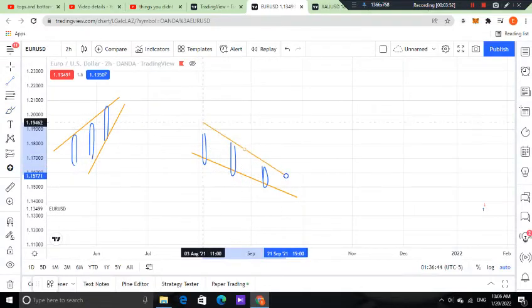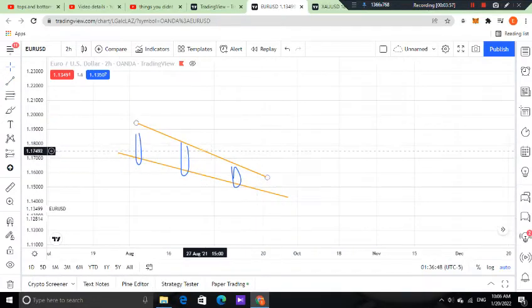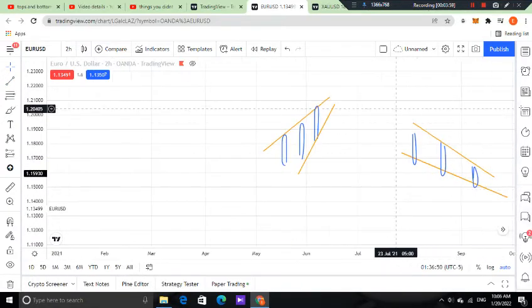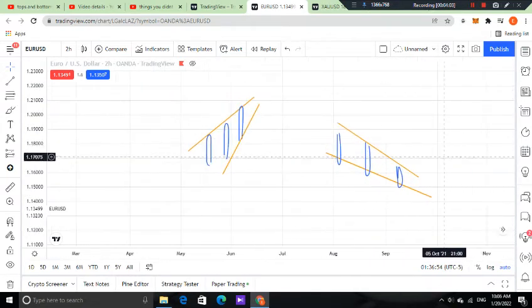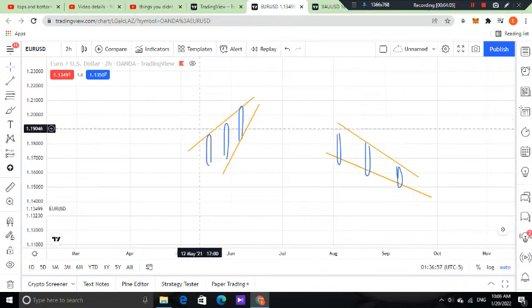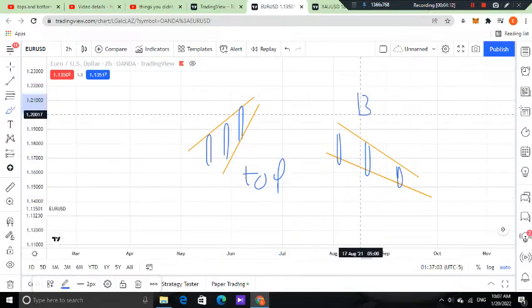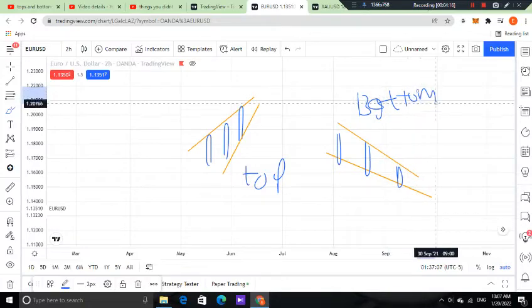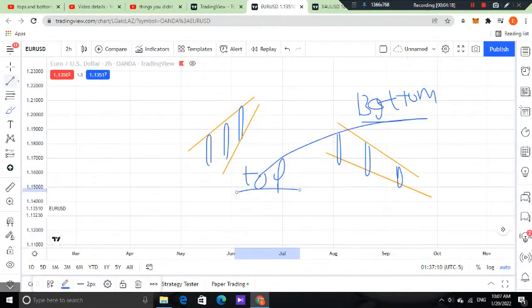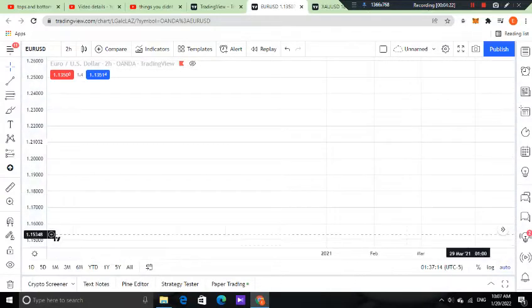But they're not as perfect as this. It's just theory, and in reality things are different. So we have two kinds of wedges, wedge top and wedge bottom. But their use is different.